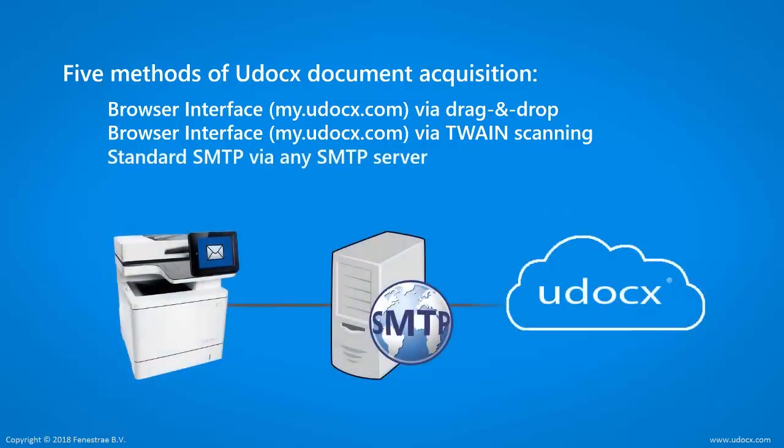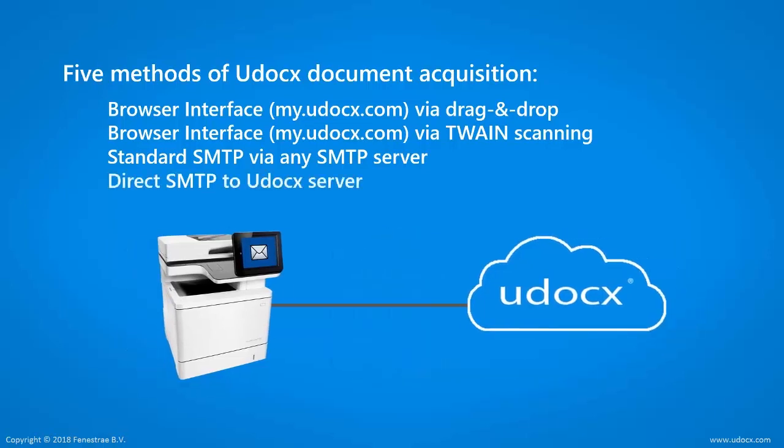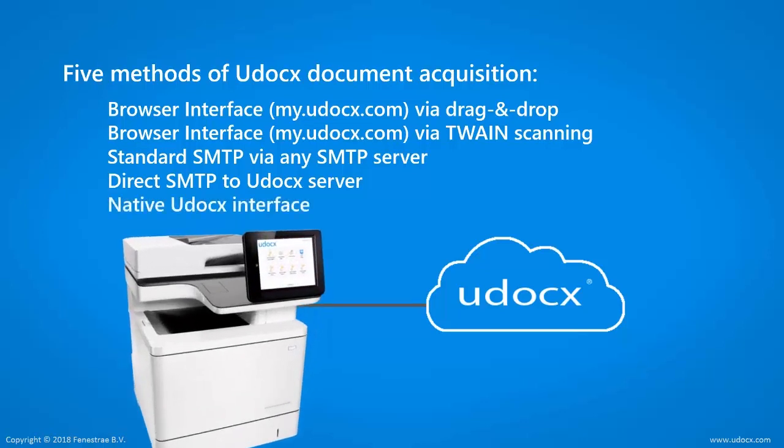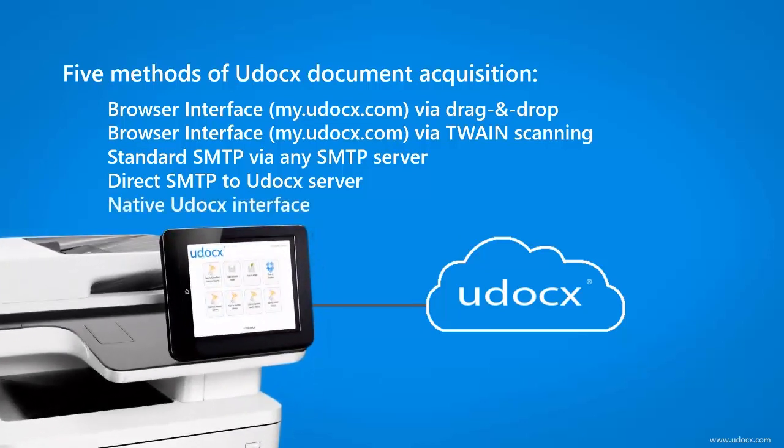You can send documents to Udocx as email file attachments via any standards-compliant SMTP server, including Office 365. Or you can configure Udocx to function as your email server, allowing for direct, secure data transfer with no third-party relays. And finally, there is the native Udocx interface, the availability of which is dependent upon the make, model, firmware, and installable options that are present on the MFP device.